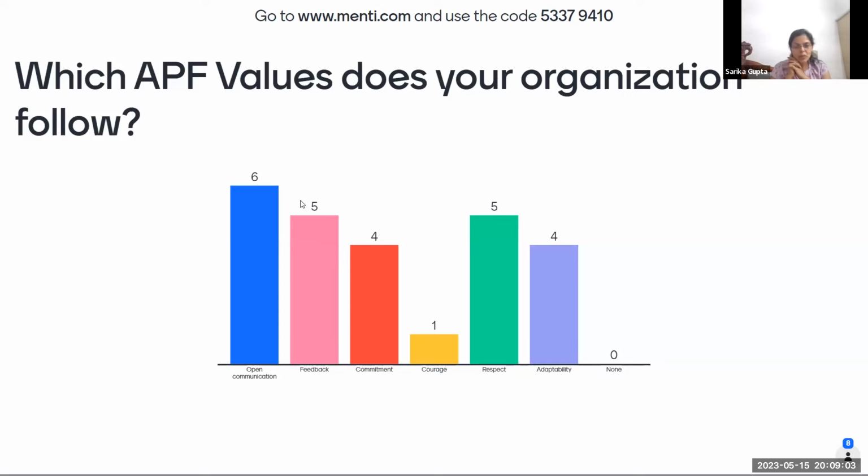Right. Very true, Lakshmi. In fact, I was also thinking on the same lines. Why is courage being graded so low each and every time when we share this Menti? And I would like to hear from all of you, what kind of help do you think you require in order to have that courage, in order to display that courage in your organization? And what is it that you fear?